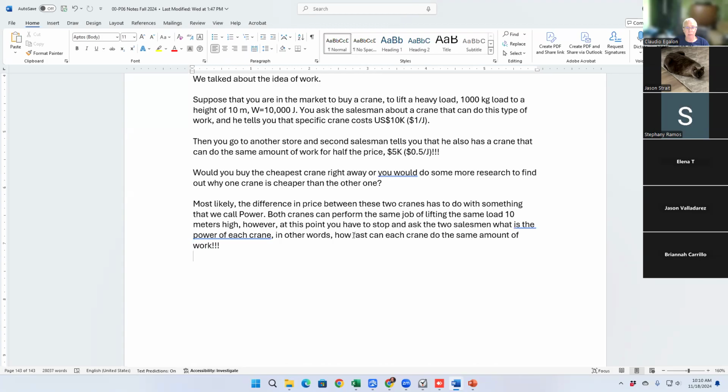Right? Maybe the crane that is more expensive can do the same amount of work in half the time. Have you thought about that? That's what power is all about. So power is how fast you can perform a given amount of work.